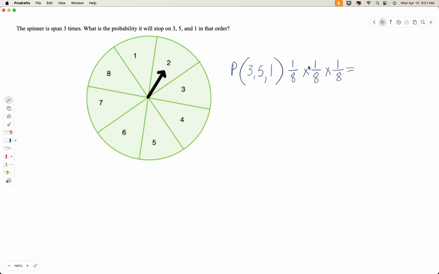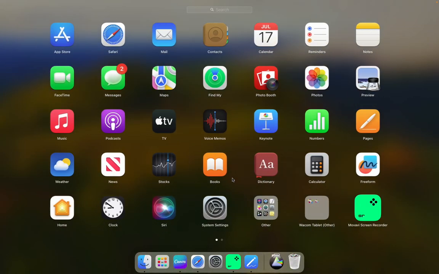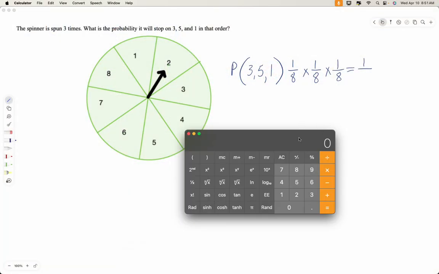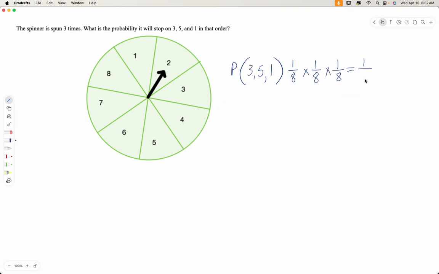So we just multiply these. 1 times 1 times 1 is 1. And I don't know what 8 cubed is because that's what this is. 8 times 8 times 8. So let's just do it on the calculator. 8 times 8 times 8 equals 512. So 1 out of 512 is the chance that it's going to land on a 3 and a 5 and a 1 in that order when you spin it 3 times.